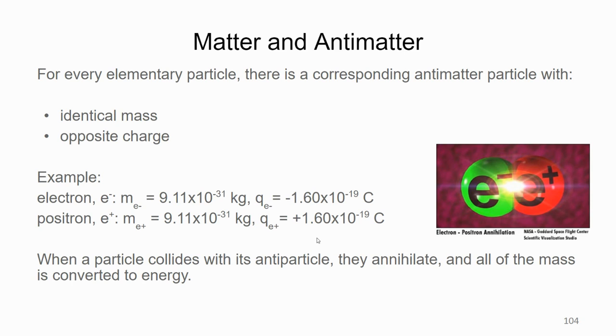And so when these things get together, if you combine the electron with the positron, they annihilate. So all of this mass, the mass of the electron plus the mass of the positron, goes away, and you're left with the energy of that. You plug that amount of mass into E equals mc squared, and that's how much energy you get out of this.